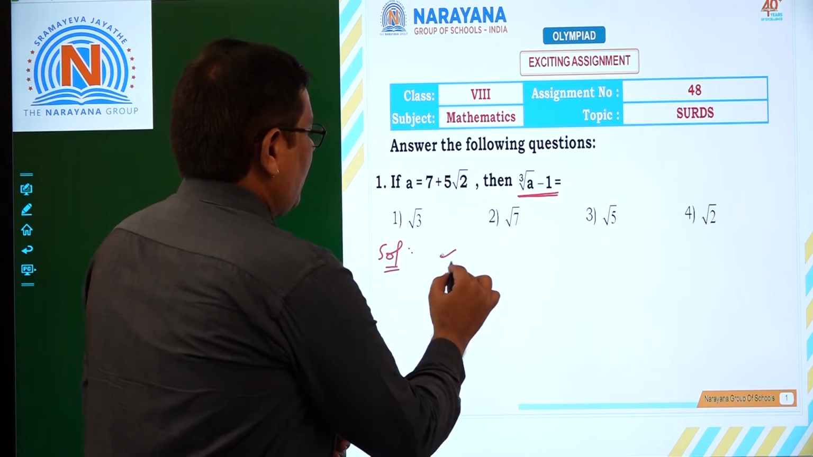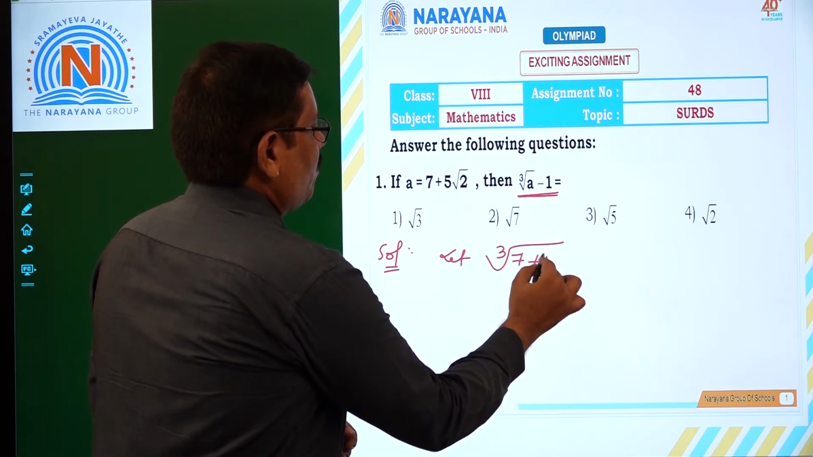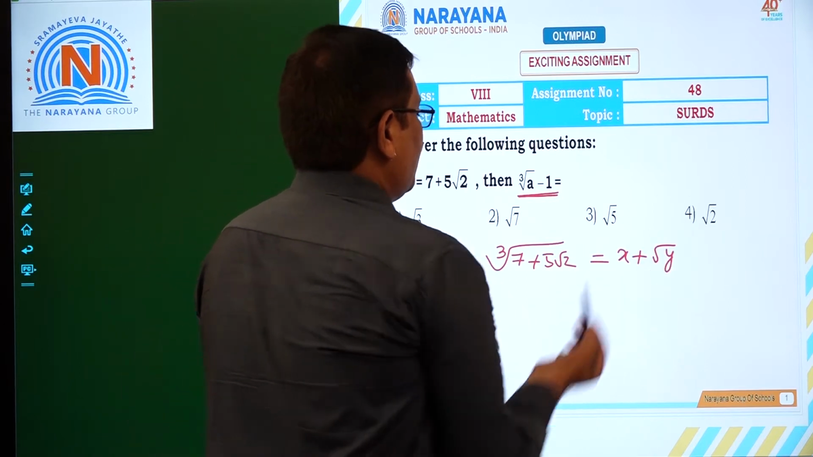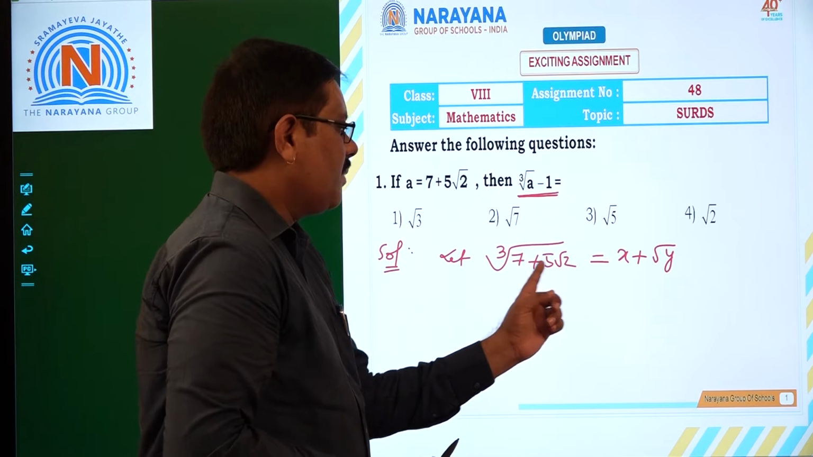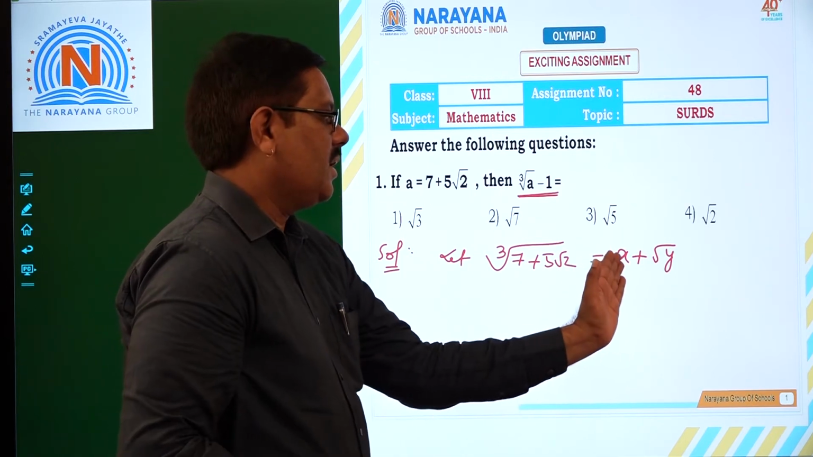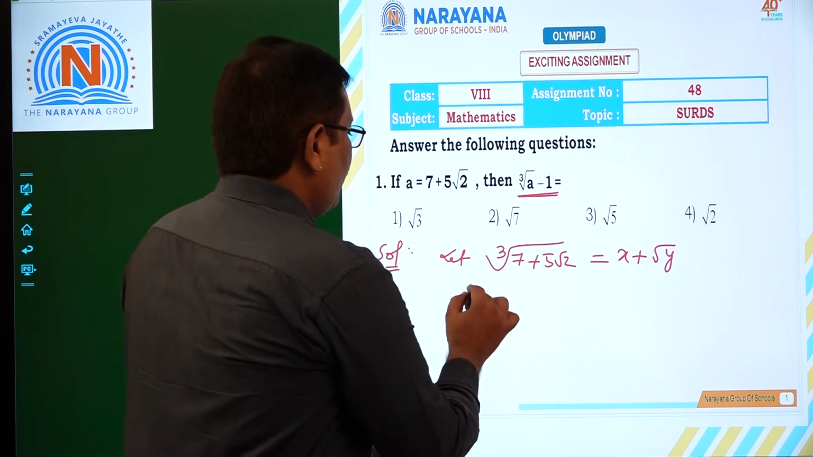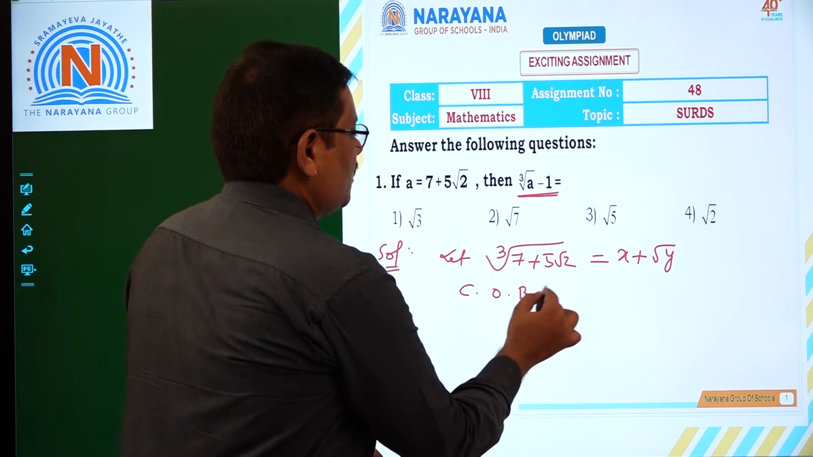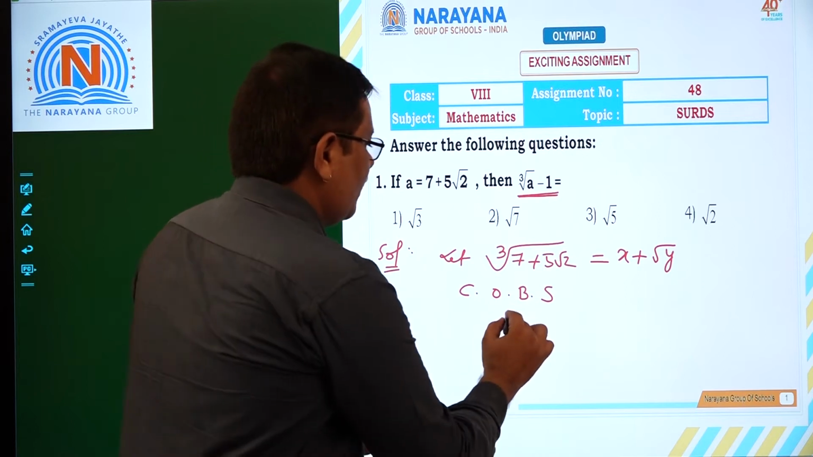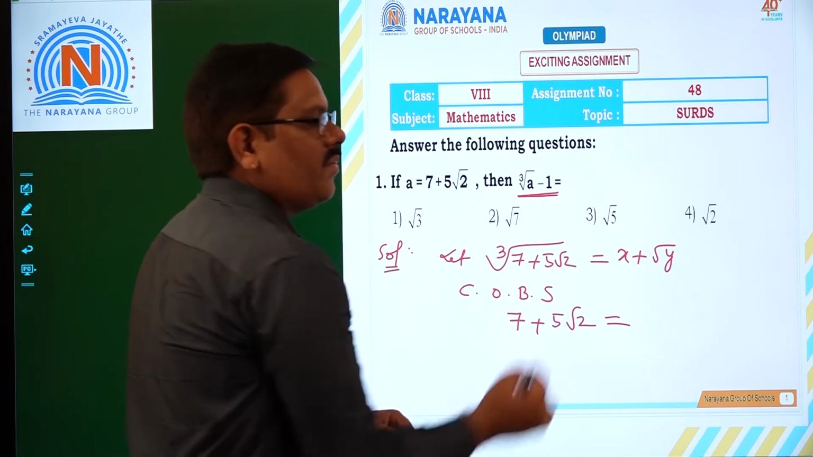Let us take cube root of A, that is 7 plus 5 root 2. We have to take it as some x plus root y, because it is a combination of rational part and irrational part. Even the cube root, we can expect rational part as well as irrational part. So we take it as x plus root y. We have to do cubing on both the sides to eliminate or remove the cube root here. That is going to be 7 plus 5 root 2 equal to x plus root y whole cube.